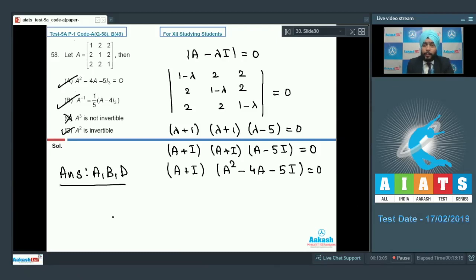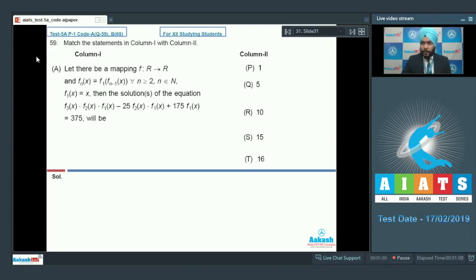Let us move on to the next section, which contains match the column type problems. Okay students, so moving on to the next section, which contains question number 59 and 60 based on the match the column type pattern. Match the statements in column 1 with column 2. Column 1 has 4 options A, B, C, D. Column 2 has P, Q, R, S, T, 5 options.